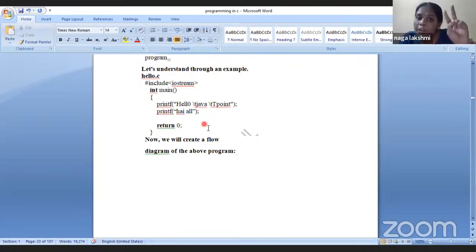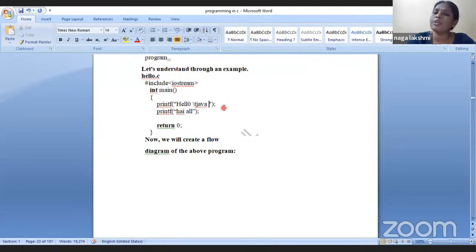So here I have written two printf statements. One is hello Java T point, and the next one is printf hi all. Totally two printf statements are there. You might feel that after executing this program, in the first line I will get hello Java, and in the second line hi all. But no, because the output will be hello Java, and beside it you only get hi all.